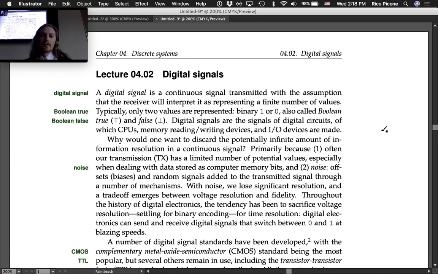So why would one want to discard the potentially infinite amount of information resolution in a continuous signal? It's kind of weird, right? I've got this signal. If you had 0 to 5 volts, and it's continuous between 0 and 5, there are an infinite number of levels you could have that voltage at. So in theory, you could represent all of the information in the universe in a continuous signal from 0 to 5 volts, right?